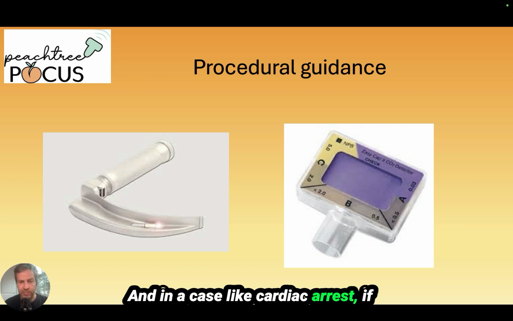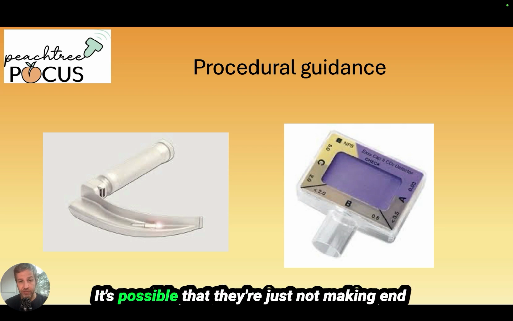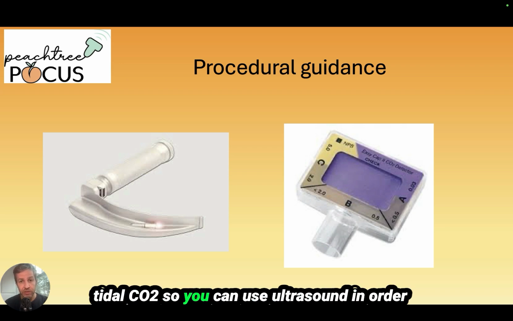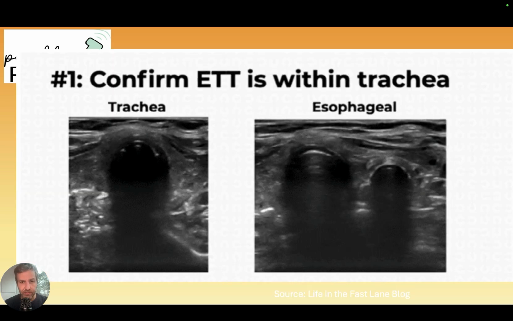In a case like cardiac arrest, if you think your tube is in the trachea, but you're not getting end-tidal CO2, it's possible that they're just not making end-tidal CO2. So you can use ultrasound in order to check to see if you're in the right place. This is how you do it.